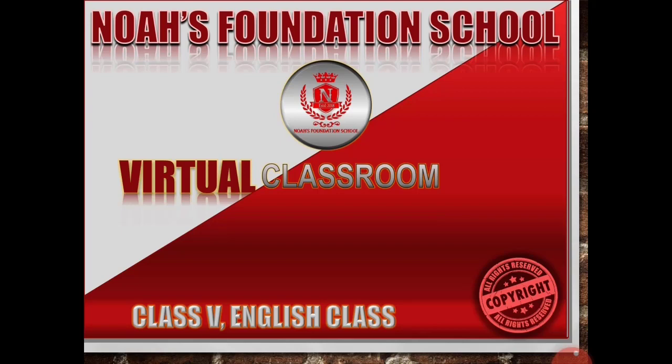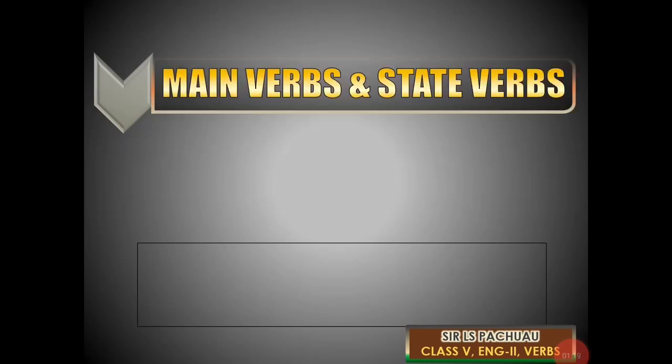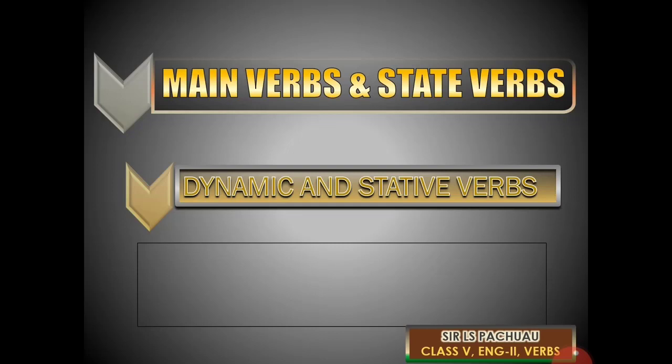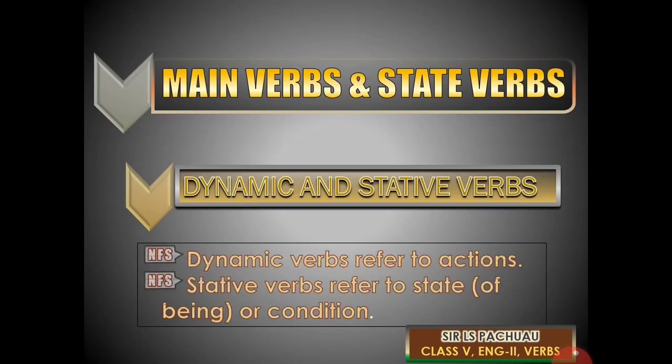I've broken them down into many lessons. The first one is main verbs and state verbs. Main verbs and state verbs are sometimes called dynamic and stative verbs. Dynamic verbs refer to actions. Stative verbs refer to a state of being or condition.